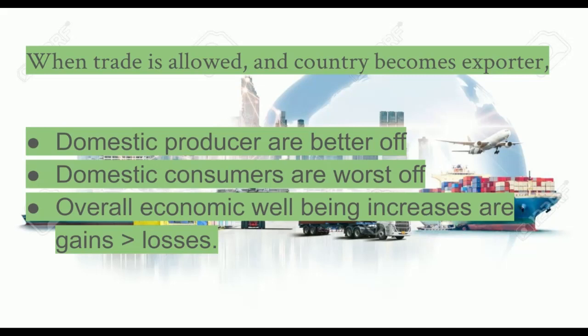Now we can conclude by saying that when trade is allowed and the country becomes an exporter of the good, the domestic producers are better off because the producer surplus increases, and the domestic consumers are worse off because the consumer surplus decreases. But the overall economic well-being of the nation increases because the gains to the winners exceed the losses to the losers. That means the overall surplus of the economy increases.